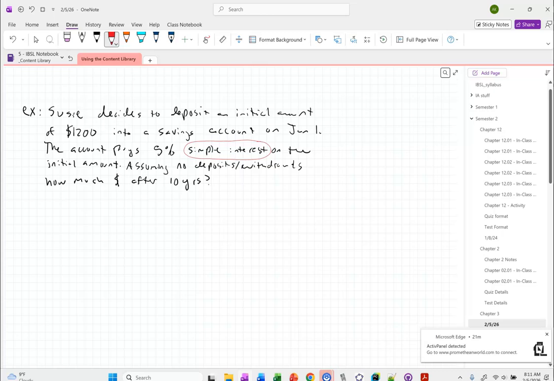Everybody okay? So the first thing I'm going to do is calculate my simple interest. So 5% onto 1,200 is 60. That's the amount that we're adding to this bank account every year. That means that this is 90.